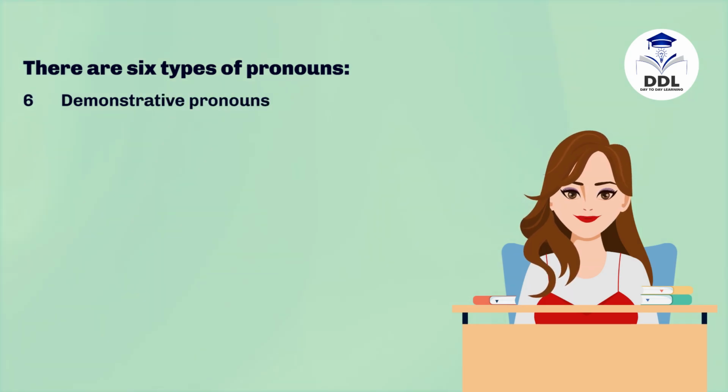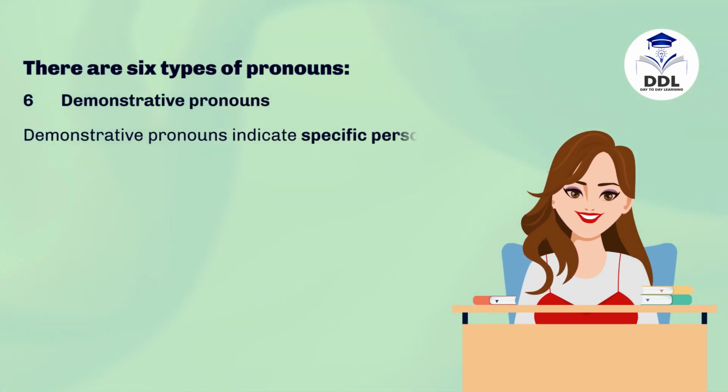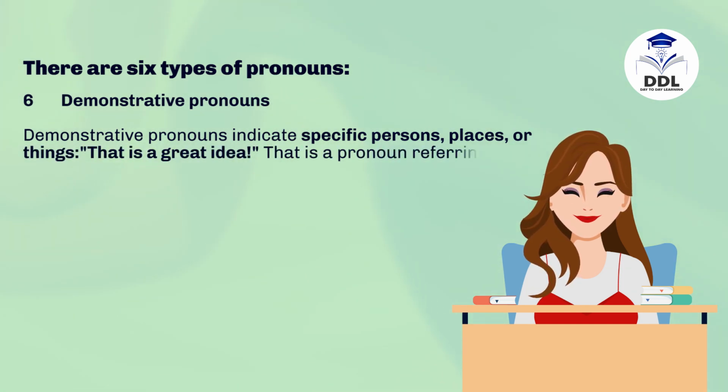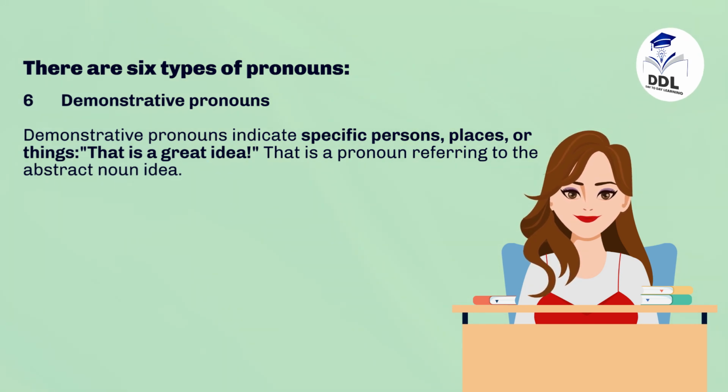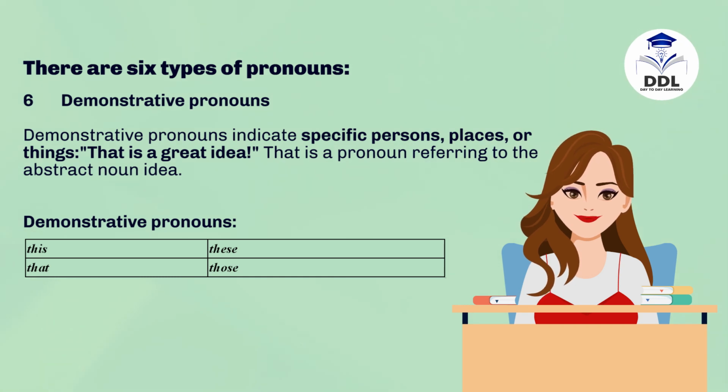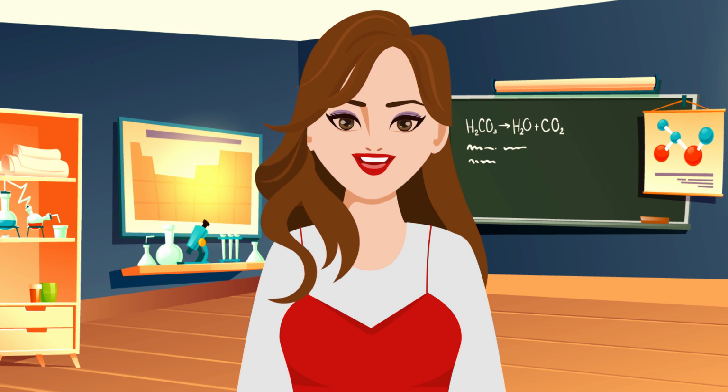Demonstrative pronouns. Demonstrative pronouns indicate specific persons, places, or things. That is a great idea. That is a pronoun referring to the abstract noun, idea. Demonstrative pronouns: this, these, that, those. For today, that's all.